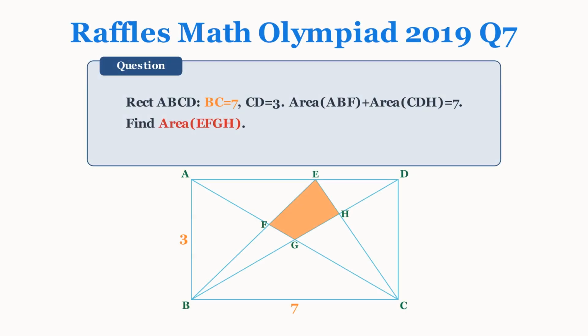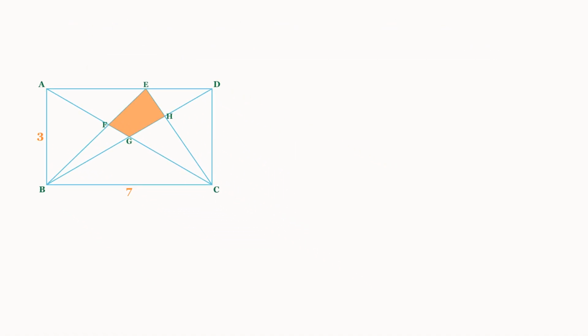In this problem, we need to find the area of the quadrilateral EFGH inside rectangle ABCD. Let's look at the geometry carefully. The area of EFGH can be found by taking the large triangle BEC and subtracting the triangles below it. Our strategy is simple. BEC minus BGC, minus the bridge triangles FBG and CHG.